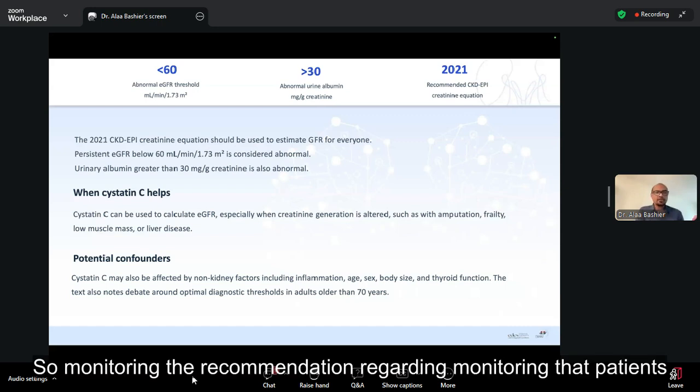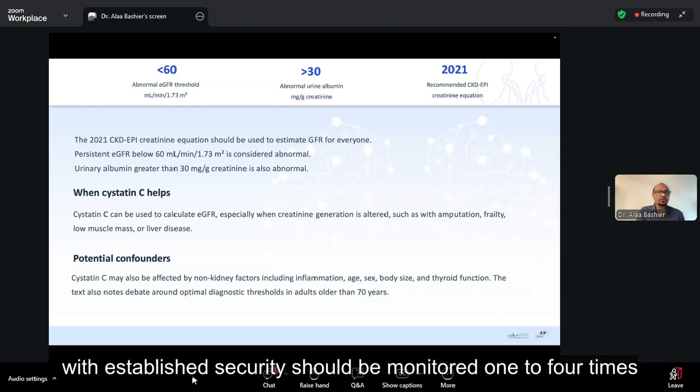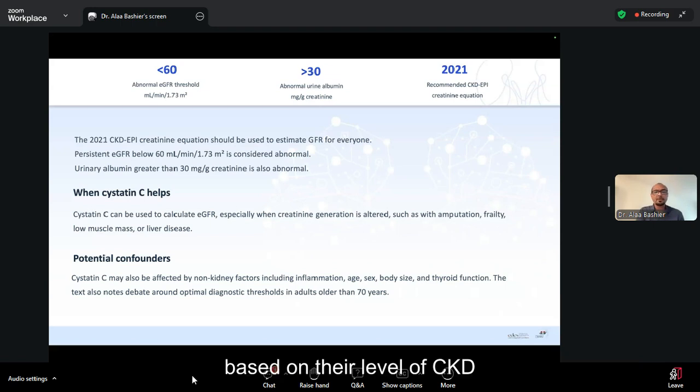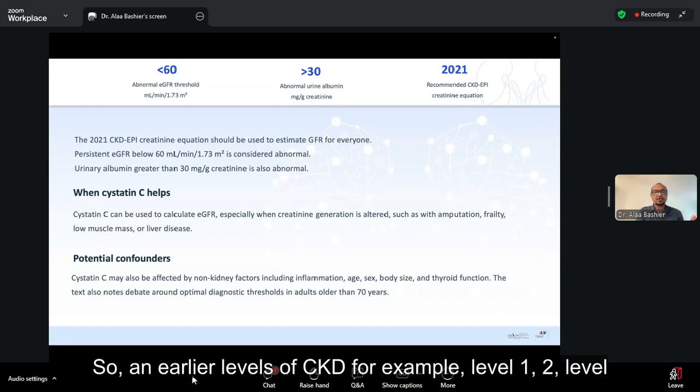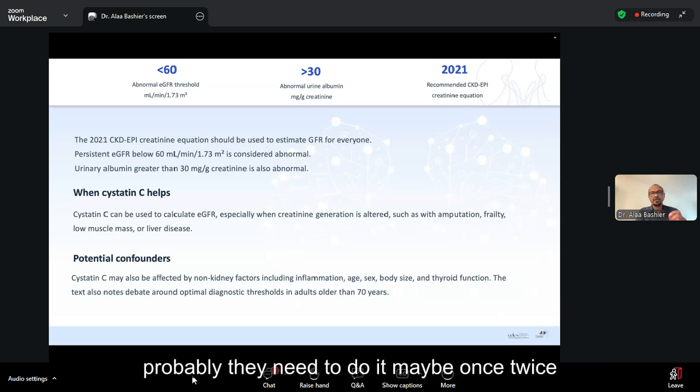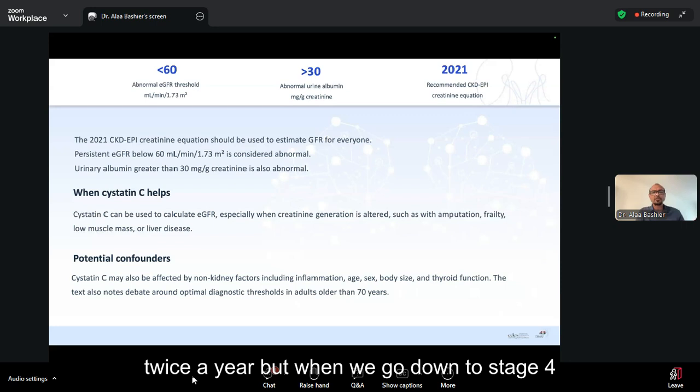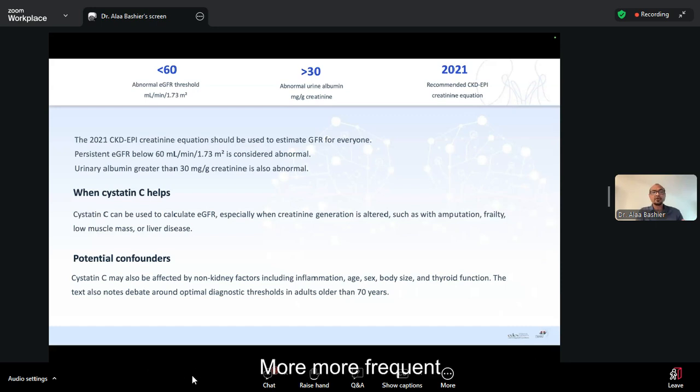So monitoring: the recommendation is that patients with established CKD should be monitored 1 to 4 times a year based on their level of CKD. So in earlier levels of CKD, for example stage 1, 2, or 3, probably they need to do it maybe once or twice a year. But when we go down to stage 4 and 5, the frequency of monitoring should be more frequent.